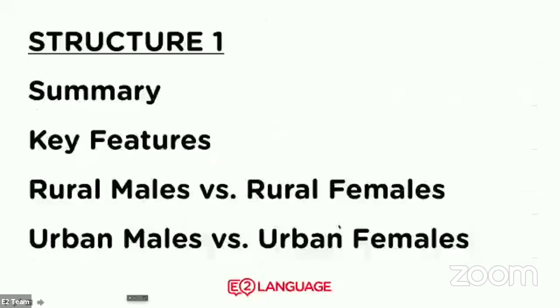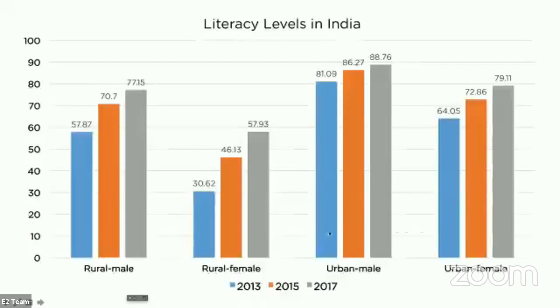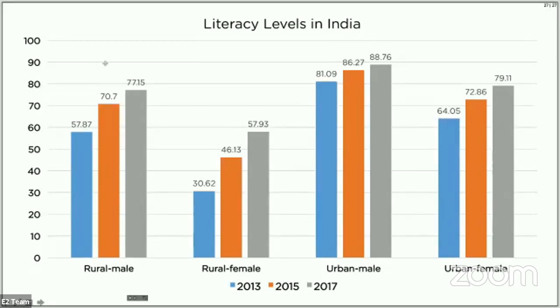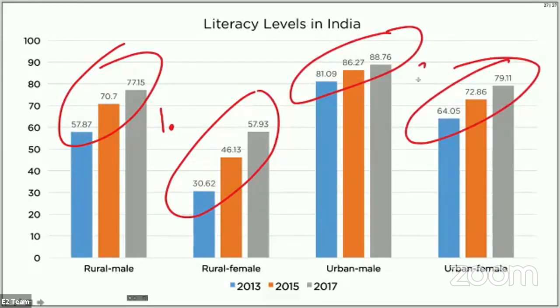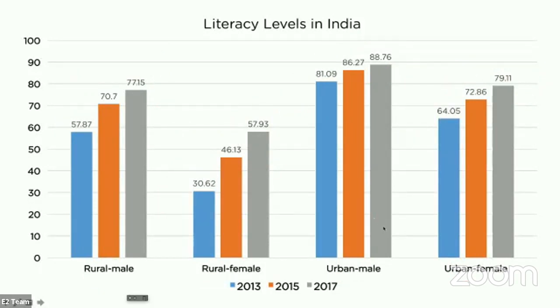So let me go back and remind myself. Rural males versus rural females. So what you would be comparing here, you'd be comparing this versus this. That would be your number one paragraph. And then you would compare this versus this. This would be your second paragraph. So you'd be comparing basically rural and rural, urban and urban. That's one way to structure this up.